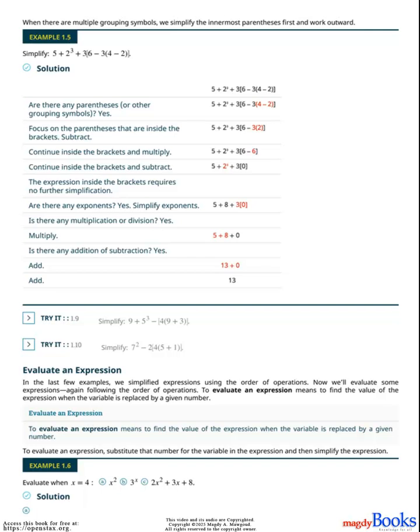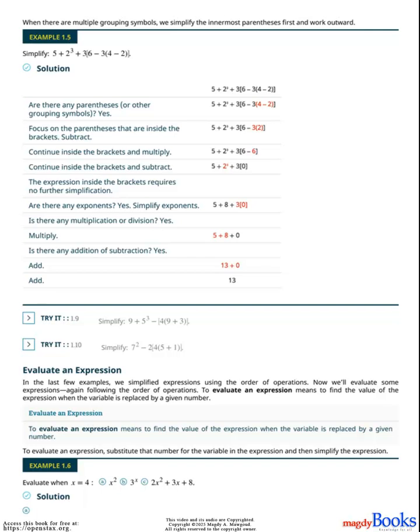5 plus 2 cubed plus 3, open square bracket, 6 minus 3 times, open parenthesis, 2, closed parenthesis, closed square bracket. Continue inside the brackets and multiply. 3 times 2 equals 6. 5 plus 2 cubed plus 3 times, open parenthesis, 6 minus 6, closed parenthesis. Continue inside the brackets and subtract. 6 minus 6 equals 0. 5 plus 2 cubed plus 3 times 0.